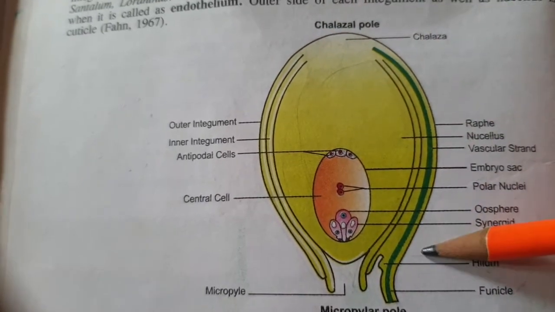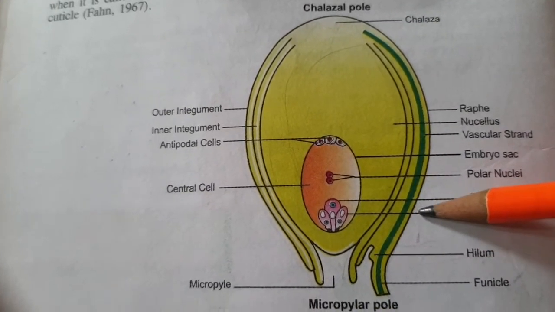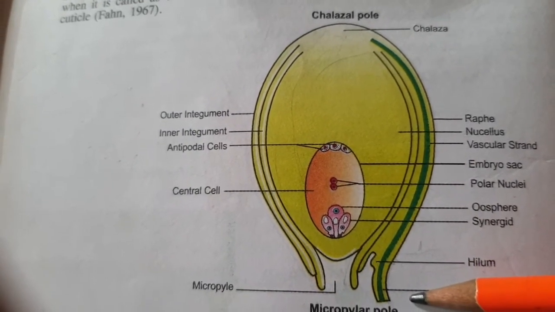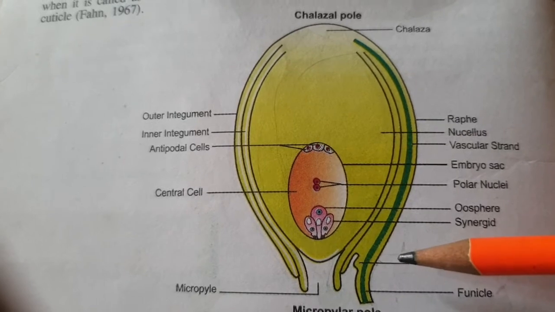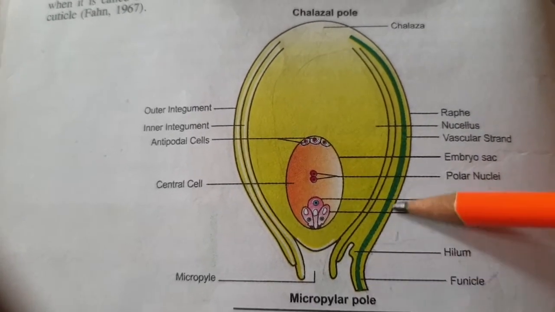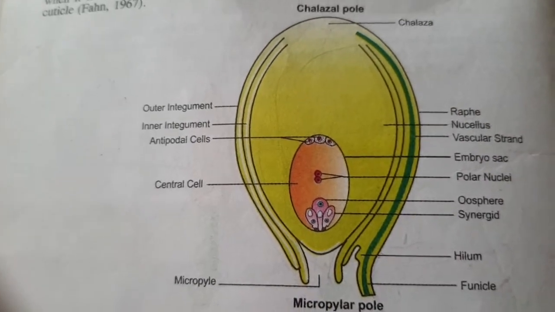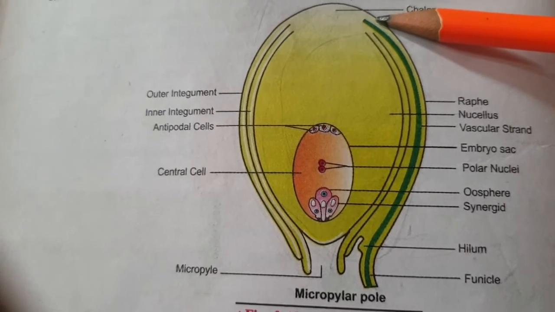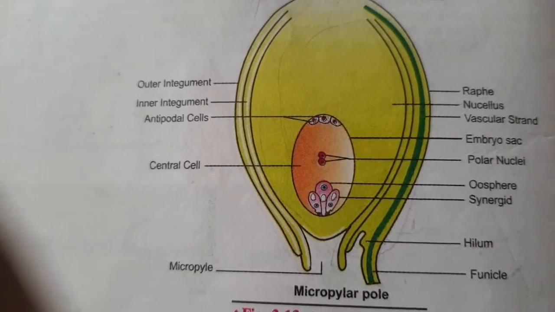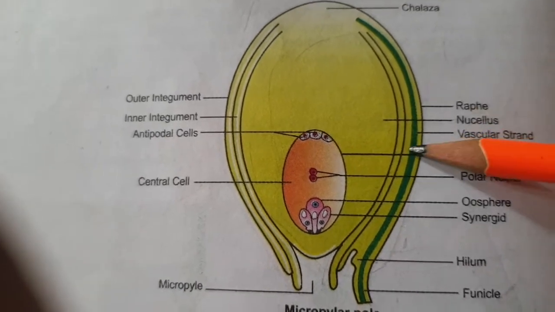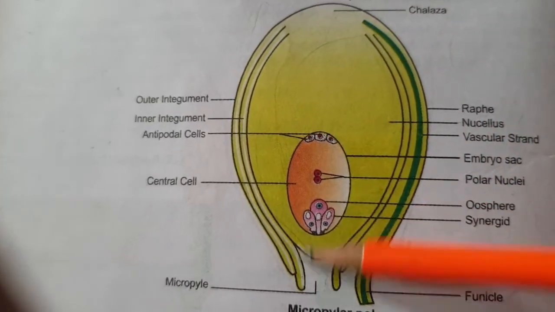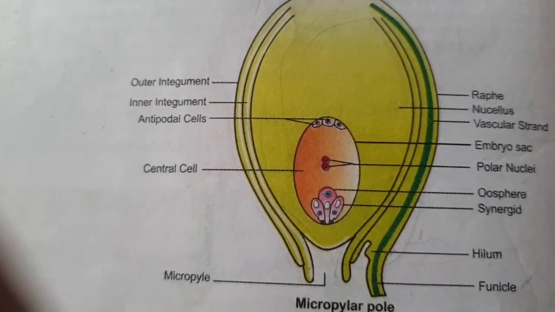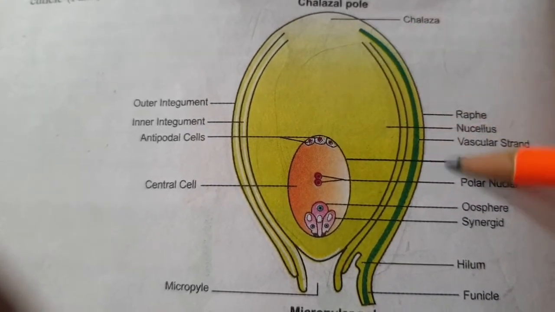Now what we are discussing is the anatropous ovule. Here the funicle is there, and in the funicle a ridge is present which is known as the raphe. Now the main body of the ovule, that is this whole structure, consists of a parenchymatous mass. This parenchymatous mass is known as the nucellus. Now this nucellus is surrounded by a single, double or triple layer of integument. These walls are known as the integuments.